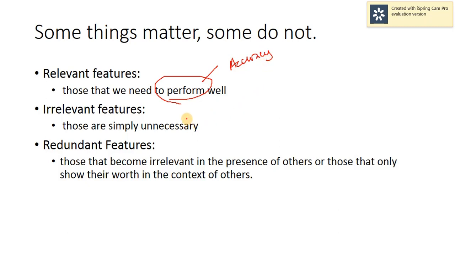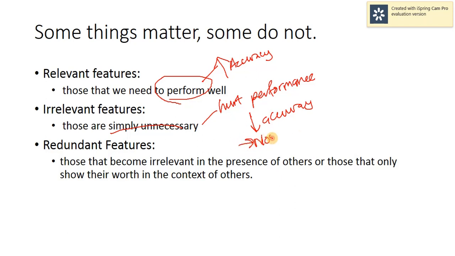Next, we have irrelevant features, meaning that those features are simply unnecessary or they will hurt the performance of our model, or they will reduce the accuracy. Instead of increasing it, they will reduce it. Why? Because sometimes some of the features are noisy. Then we also have redundant features here.